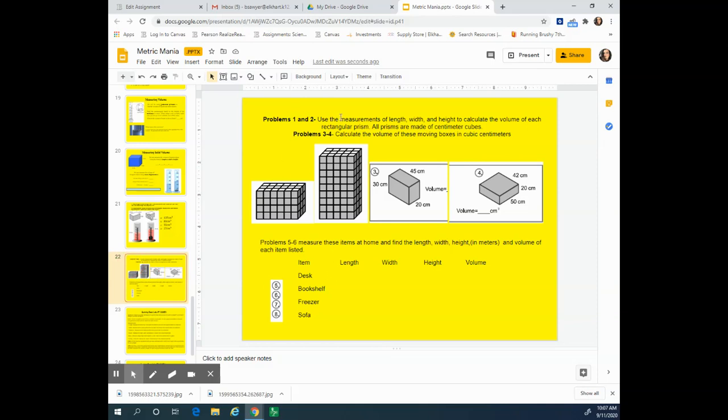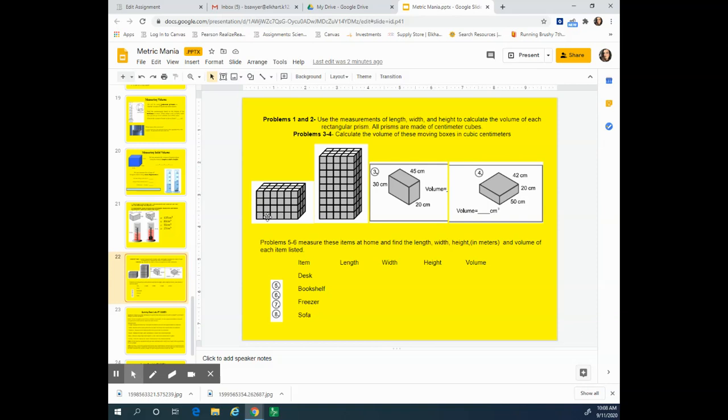All right, problems 1 and 2. Use the measurements of length, width, and height to calculate the volume of each rectangular prism. All prisms are made of centimeter cubes. Problems 3 through 4, calculate the volume of these moving boxes in cubic centimeters. Okay, so what you're going to do is you're going to count, and you're going to tell me the length times the width times the height for these two, okay?